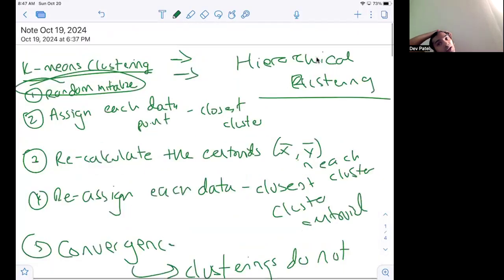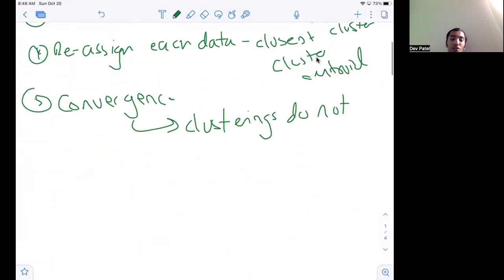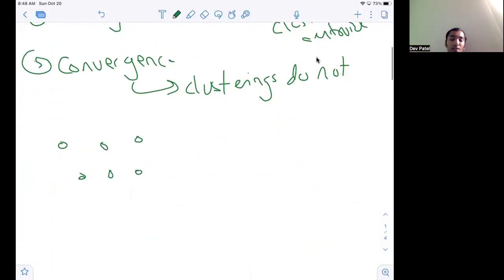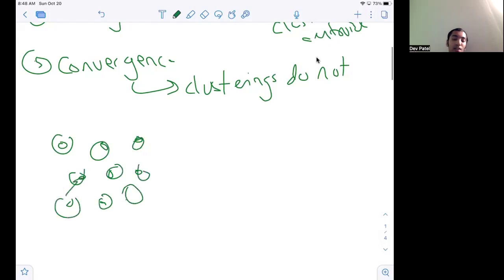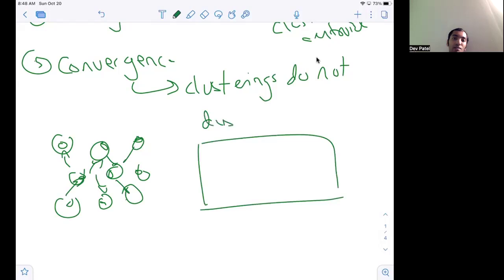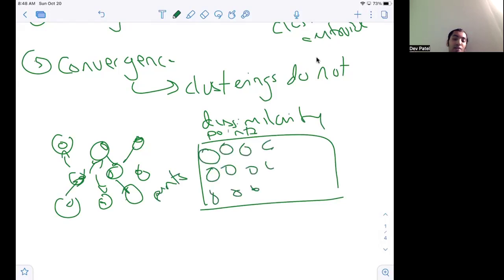Now let's go over hierarchical clustering quickly. If we're looking at bottom up, it first treats every individual point as its own cluster. Then it calculates the dissimilarity between each of these clusters. We have our dissimilarity matrix, where we calculate the distance between each of these points. Then we merge the two most dissimilar clusters.